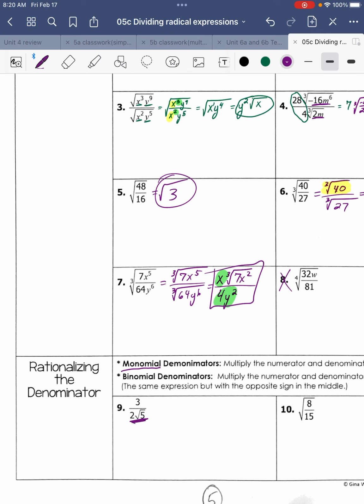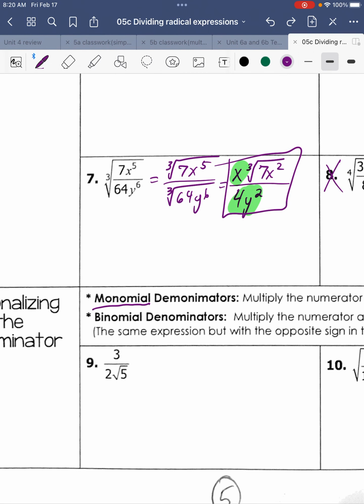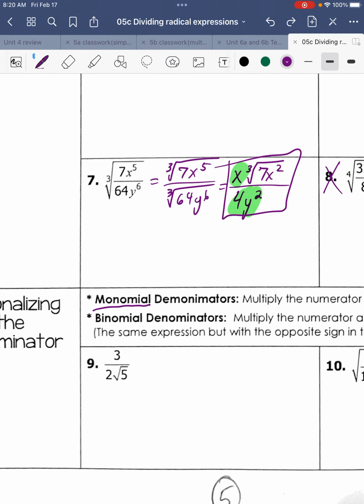We have monomial denominators is what we're going to start with. That's when we have one term in the denominator. You can see here we do not have a radical in the numerator, so we cannot use the quotient rule. But now we cannot have a radical left in the denominator in simplified form, so we need to get rid of that square root of 5. You can't just get rid of it, though. We have to do something that's mathematically okay.